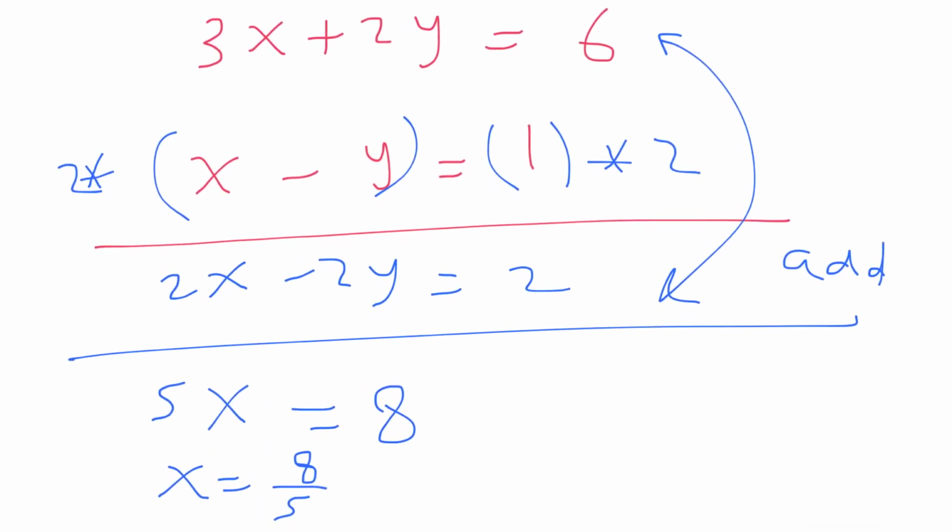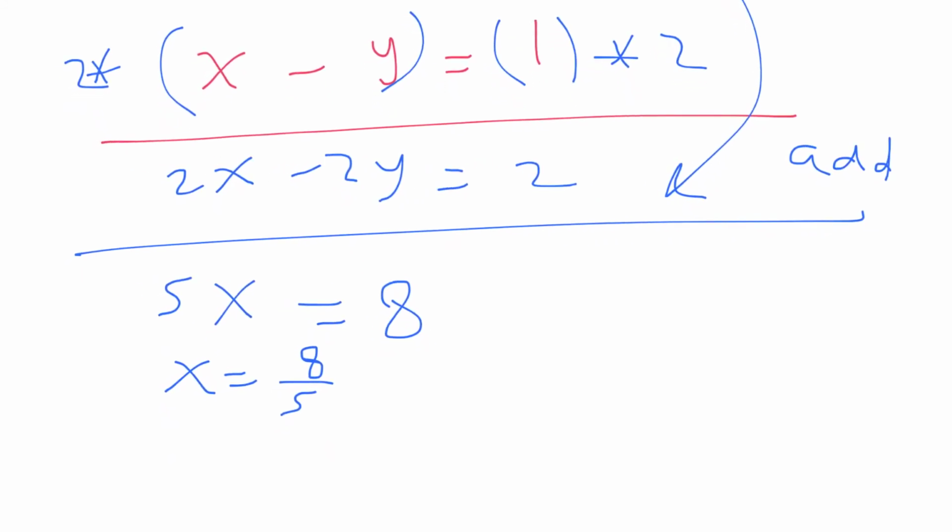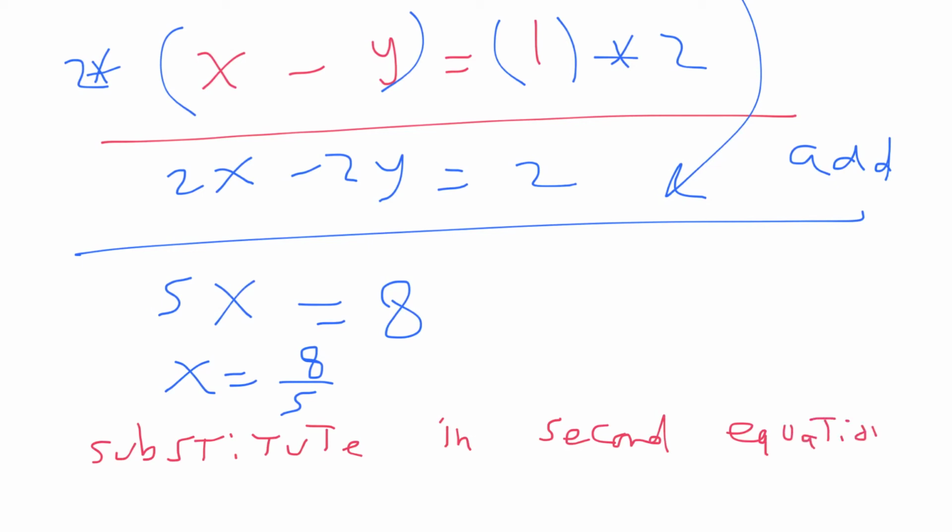Now, to get the y, again, you need to substitute in any equation you like. This time, I'll choose to substitute in the second equation, the original second one. So x minus y equal to 1. Remember that? This is the second equation, x minus y equal 1, the original one. So I'm going to substitute here with x equal 8 over 5, and then minus y equal to 1. I need the y now.